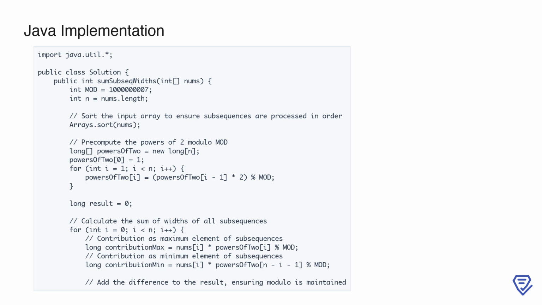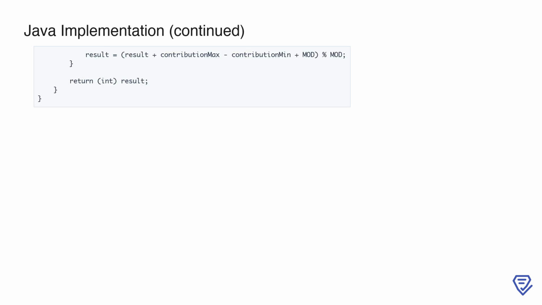The next step is to iterate over the array and calculate the contributions of each element as both the maximum and minimum in all possible subsequences. For each element in the array, we calculate its contribution as the maximum element in subsequences by multiplying the element with the corresponding power of 2 from the precomputed powers of 2 array, and then taking modulo mod. Similarly, we calculate its contribution as the minimum element by using the power of 2 at the mirrored index from the end of the array.